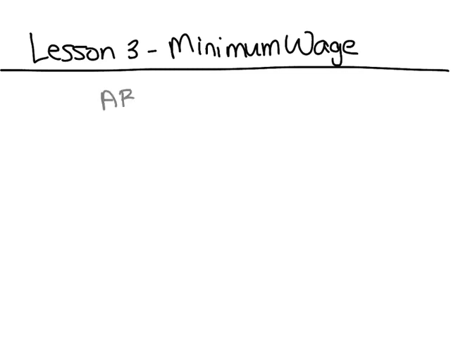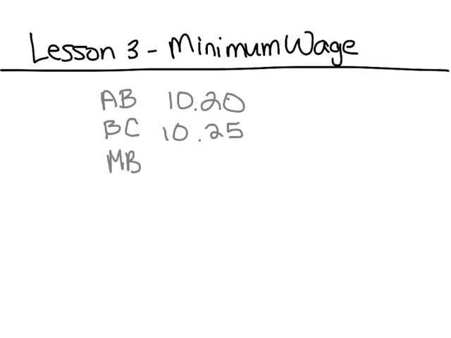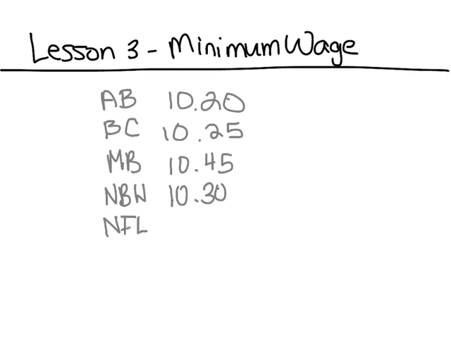So Alberta is $10.20. BC is $10.25. Manitoba is $10.45. New Brunswick is $10.30. Newfoundland is $10.25. Northwest Territories is $10. Nova Scotia is $10.40.